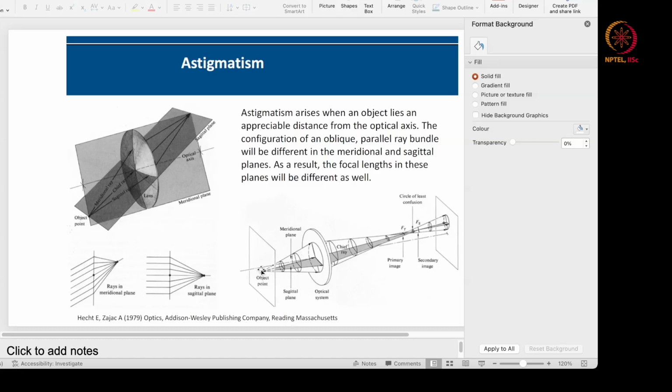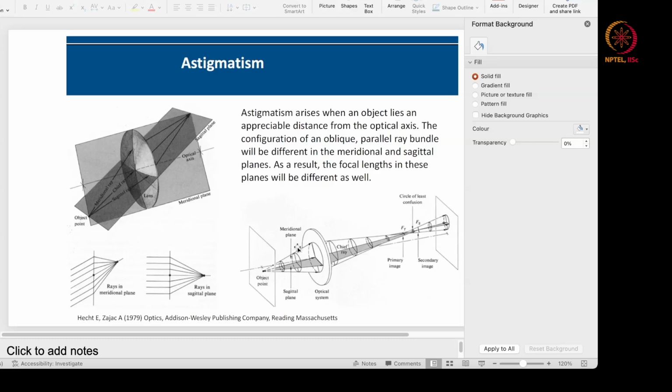This is the object which is away from the optical axis. And these are the rays in the meridional plane, and these are the rays in the sagittal plane. So the configuration for an oblique parallel ray bundle will be different in this plane versus this plane. As a result, the focal lengths in these planes will also be different, which gives rise to astigmatism. This is very common when you are doing your prescription glasses. This is something that you are well aware of.